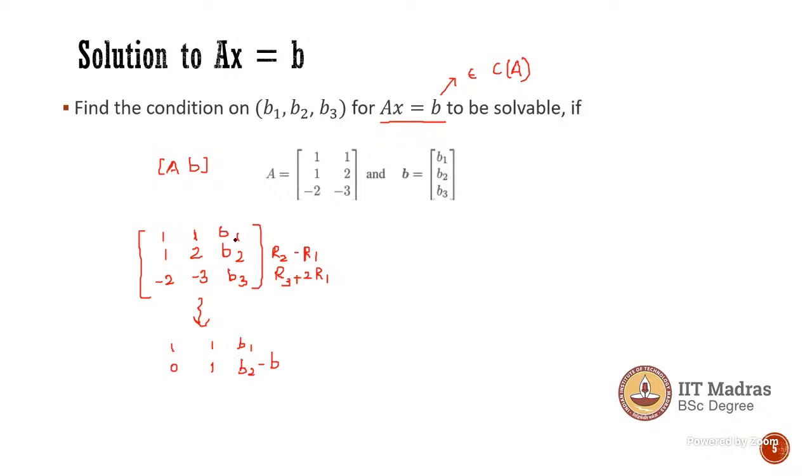We have to apply the same process to the third row also. Minus 2 plus 2 is 0, and minus 3 plus 2 gives minus 1. So here it is B3 plus 2B1. Now, if you see the first pivot element, we have made both the elements below it 0. Now this third row can still be further reduced in terms of your second row.